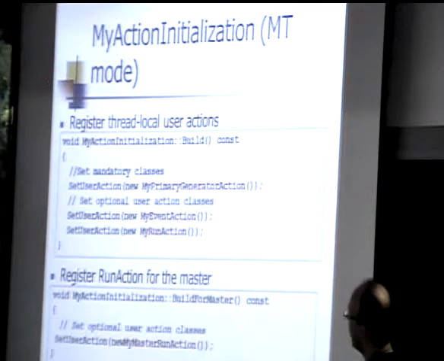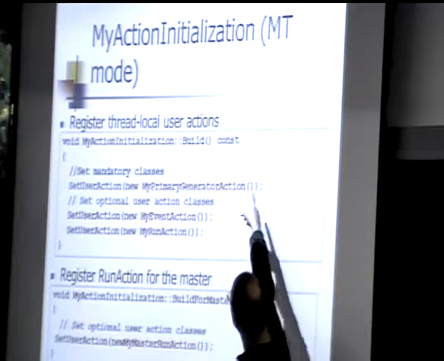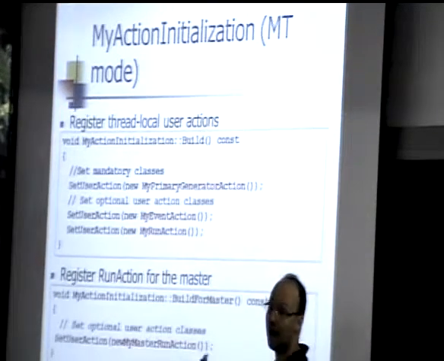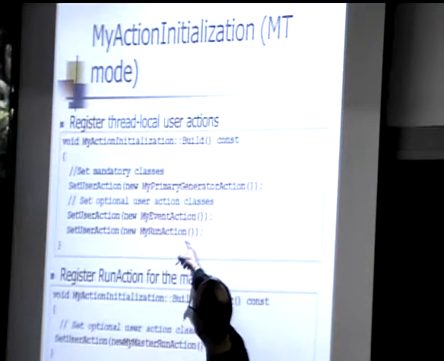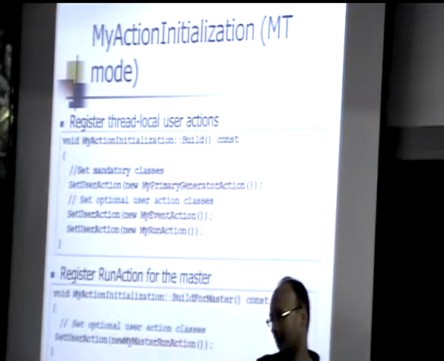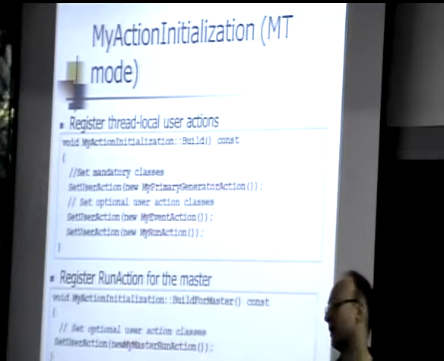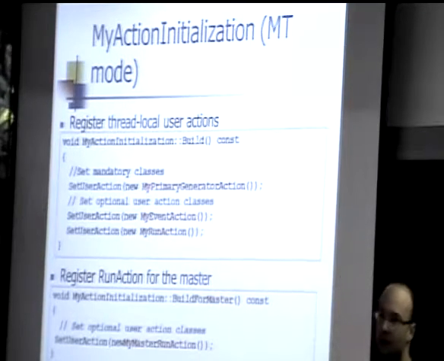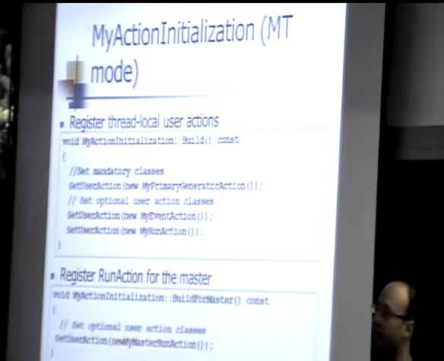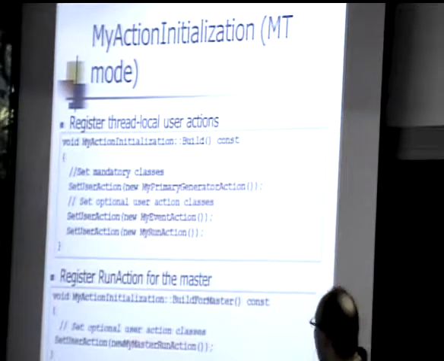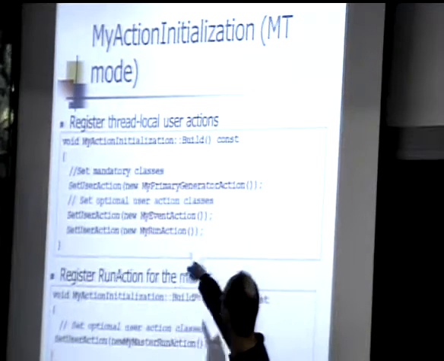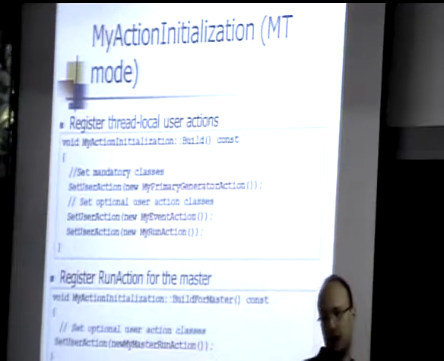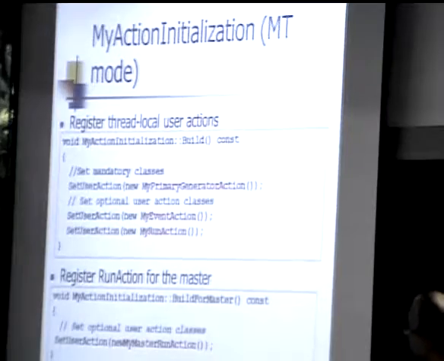For instance, in this action initialization, you have the primary generator action, which is mandatory, so you must have the primary generation. And in this case, you have only the event action and the run action, and that's it. You don't have the step action, for instance, because in this simulation you don't need it, so you don't write one and you don't register one. So here it's really optional. You can have all 5 of them, none of them, 2 of them, any combination of those actions.